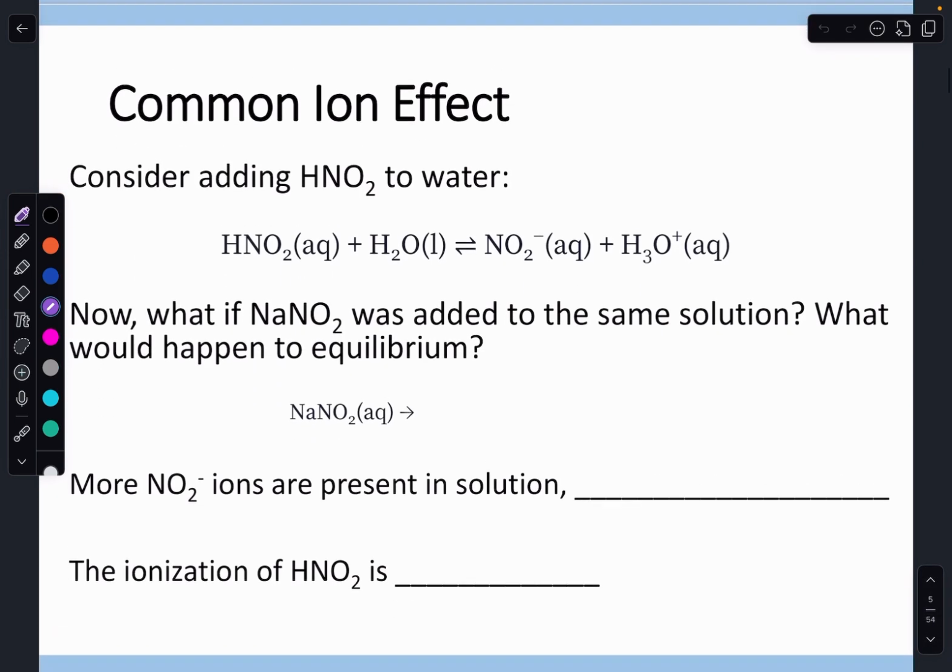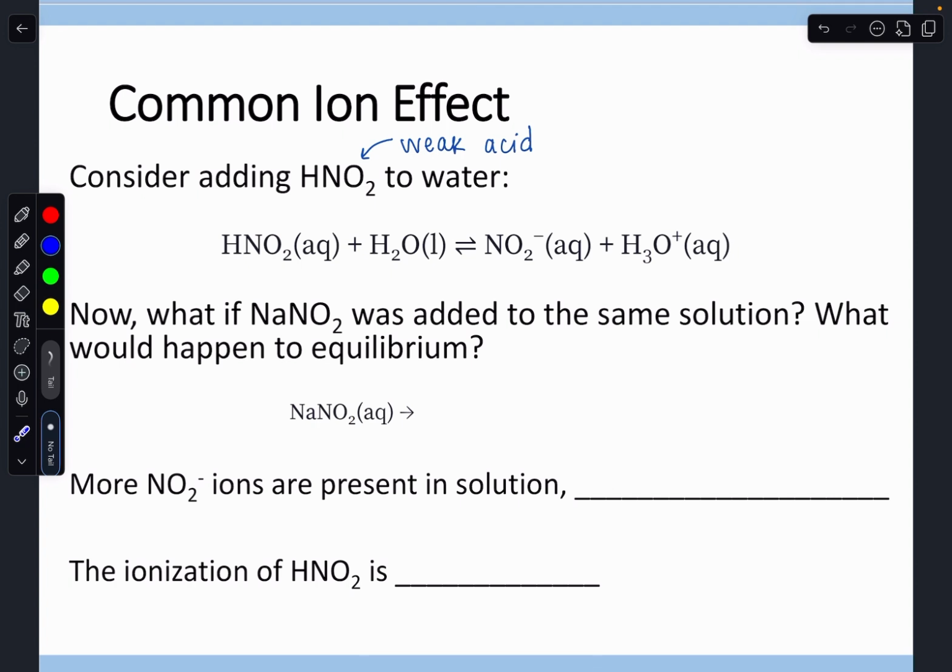So we need to understand this common ion effect to understand how buffer solutions work. So consider adding HNO2 to water. This is a weak acid. Well, why don't we write that down? Just to understand, it's a weak acid. If it's added to water, it is in equilibrium. So we have our equilibrium arrow, and it's the acid, so it donates the proton, becomes NO2 minus, and then we get H3O plus.